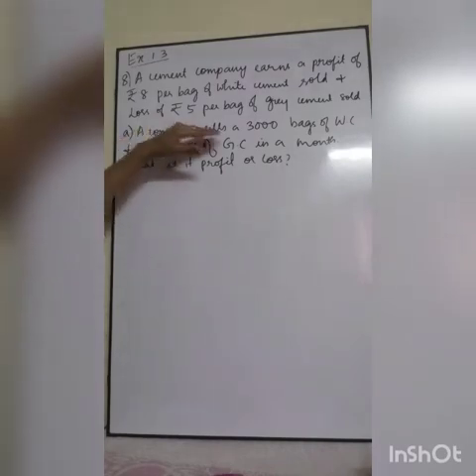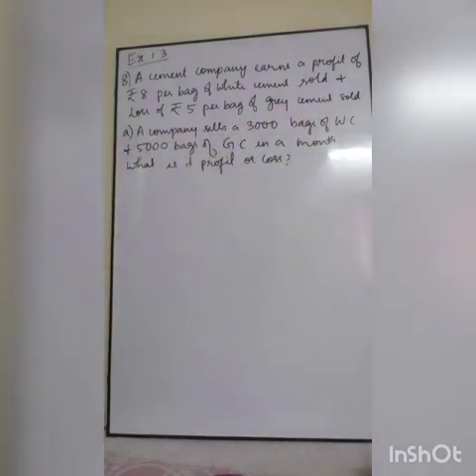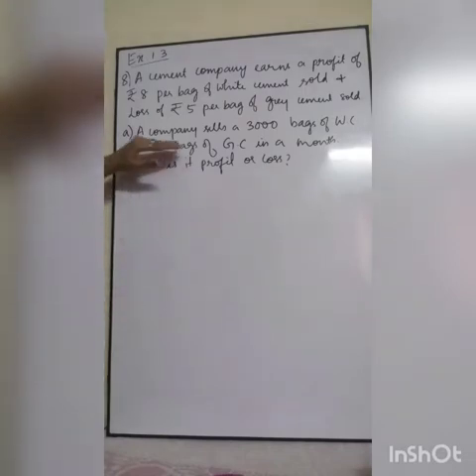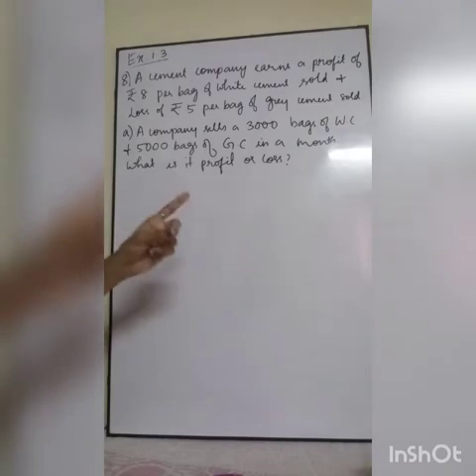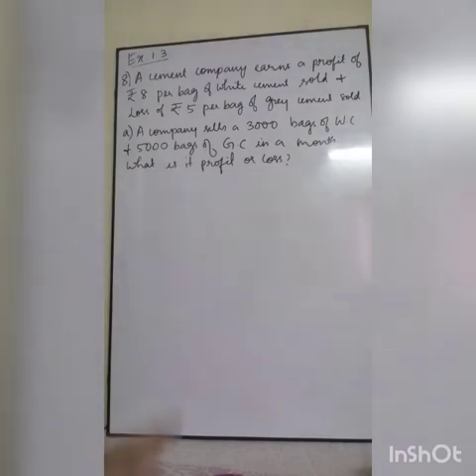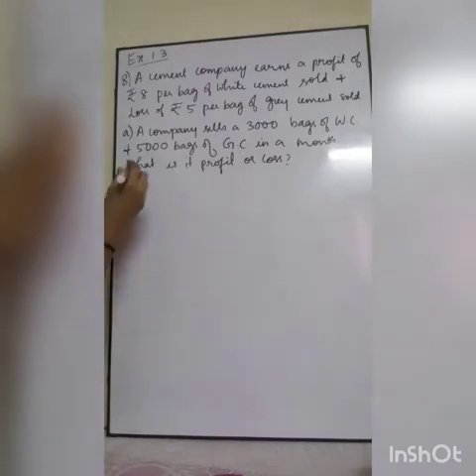A company sells 3000 bags of white cement and 5000 bags of grey cement in a month. Was it a profit or loss? They are asking whether it is a profit or a loss. So first we are going to find how much profit value they are getting and how much loss value they are getting. Listen.